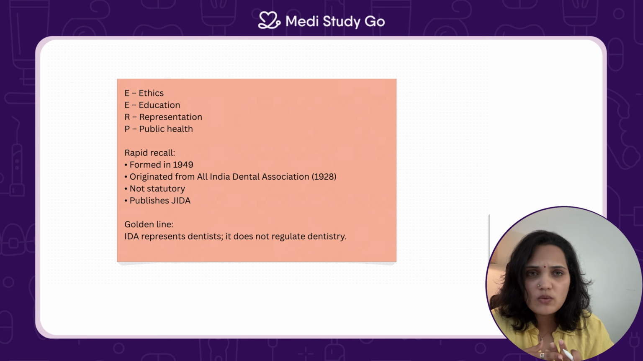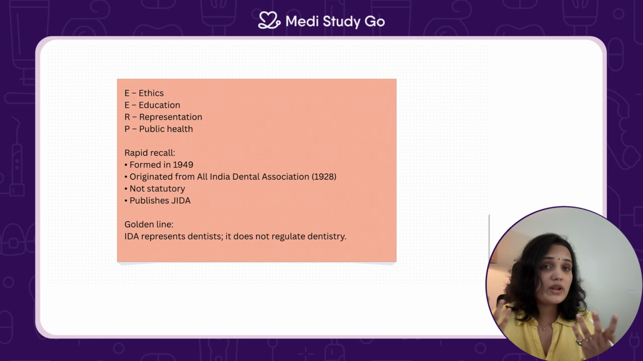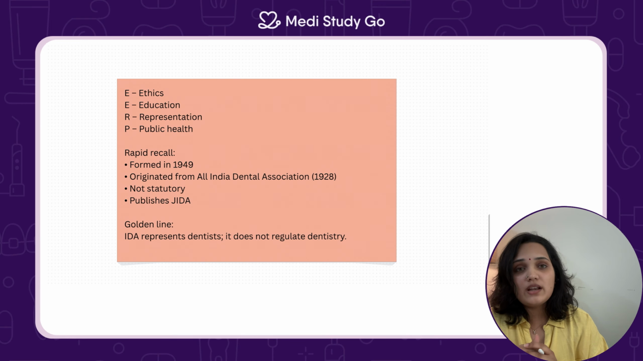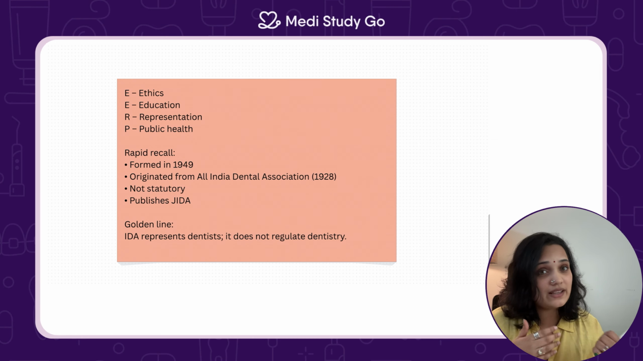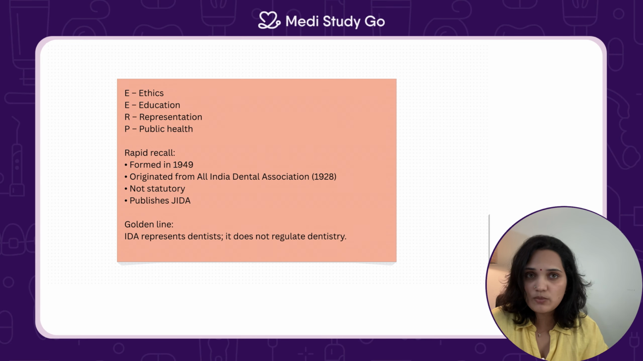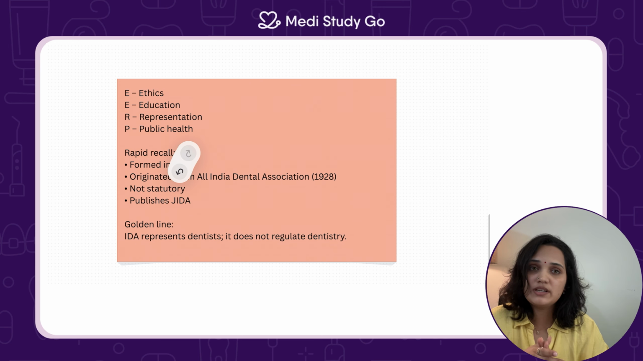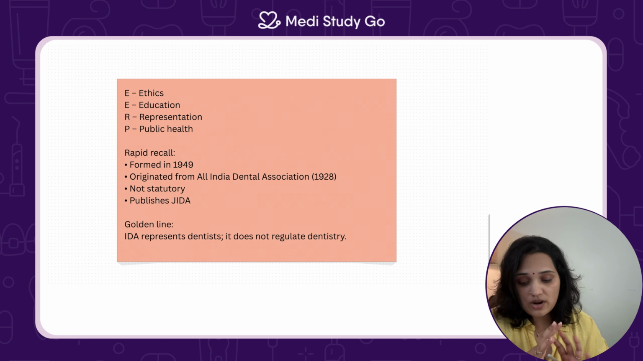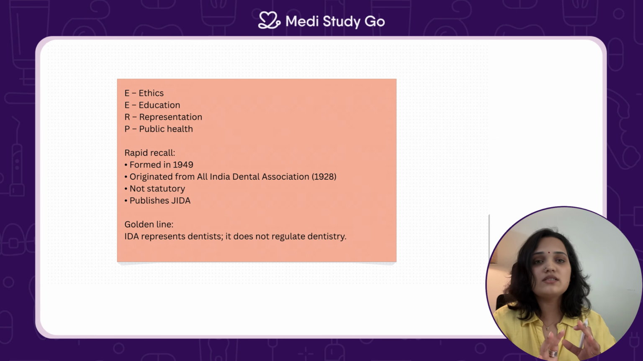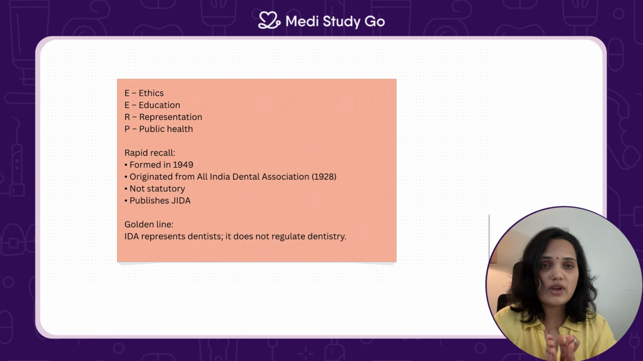Let's just rapidly recall what we have learned over the important points. When was the IDA formed? It was formed in 1949. When did it originate? It originated from the All India Dental Association in 1928. Next, we know that it's not a statutory body, and also it publishes the Journal of Indian Dental Association. We need to understand here that IDA represents the dentists, it does not regulate anybody. Write this out once and you'll never forget this question, forever.